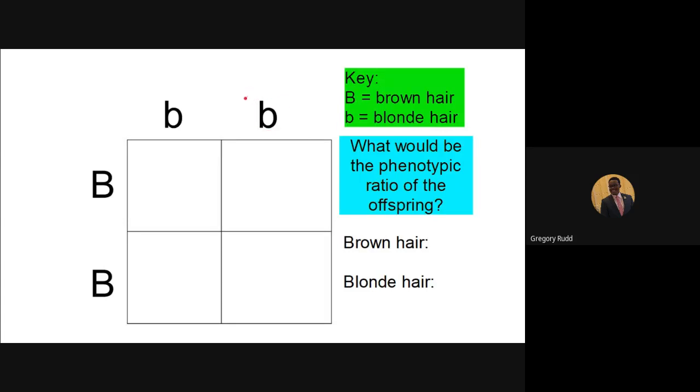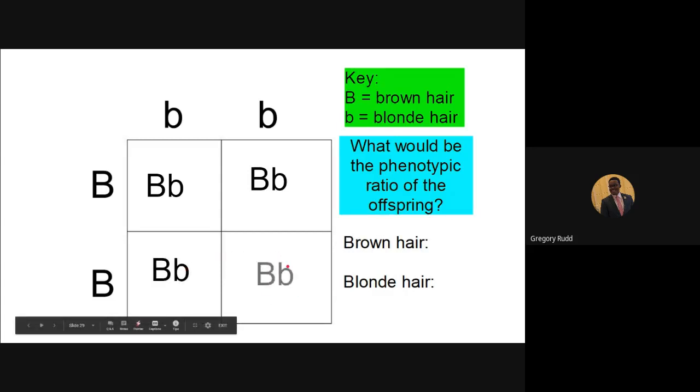All right, let's try this. So again, I'm just going to take the capital B, the dominant allele, and I'm going to shift it over. I'm going to drop this recessive allele down. So I end up with a heterozygous offspring. Same thing over here, heterozygous. Same thing down here, heterozygous. And same thing over here, heterozygous.